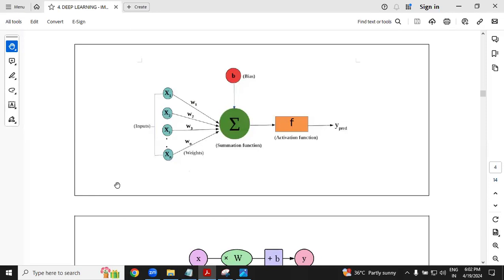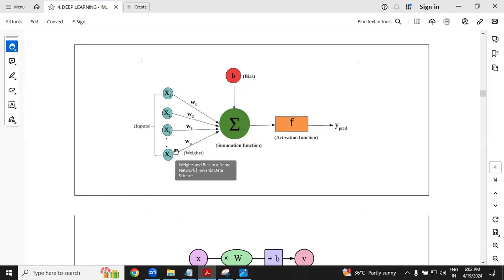In your dataset, how many features do you have? I have 2 features. Then how many neurons? Two neurons in one input layer. Right, good. X1 value, X2 value, X3 value, and so on up to Xn value. These are all called the input.